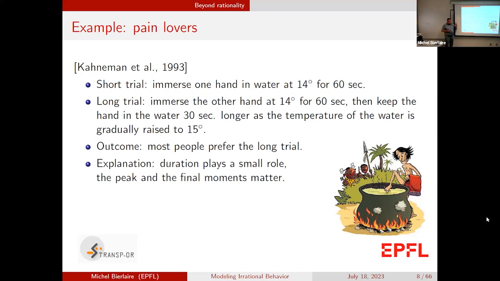The reason is that, and this is something that is well known in hospitals when they measure pain, usually duration does not really play a big role. What is really important with pain is the peak and the last moment. Here the peak is the same in both cases, but the last moment is better because you finish at 15 degrees. And this kind of behavior has been observed in many similar experiments, again, in the context of pain in hospital research. So it means that if we use this utility concept blindly, we will fail in predicting this kind of thing, and we need to take this into account.